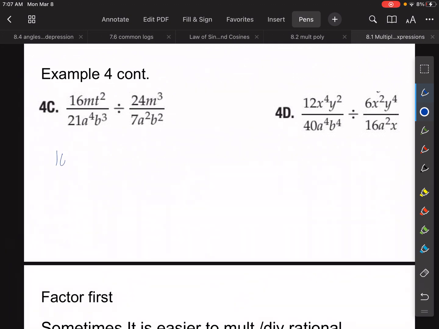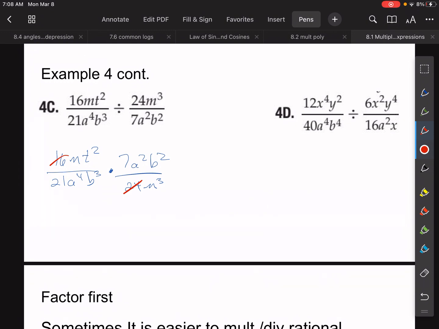multiply, right? So this is 16mt squared over 21a to the fourth b to the third times 7a squared b squared over 24m to the third. So all I did was rewrite this as multiplication and flip the second fraction. Now that I've done that, I can cross cancel things here to simplify things.